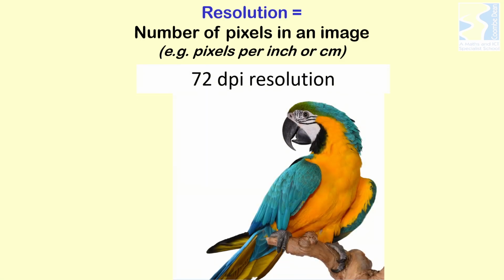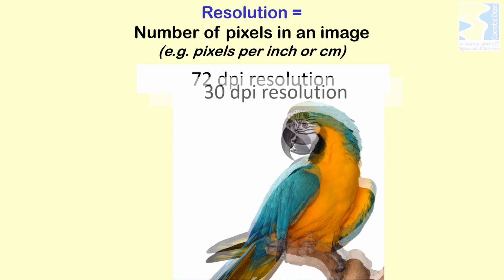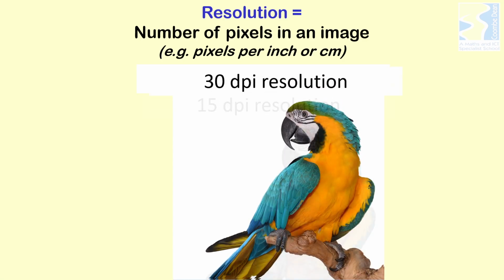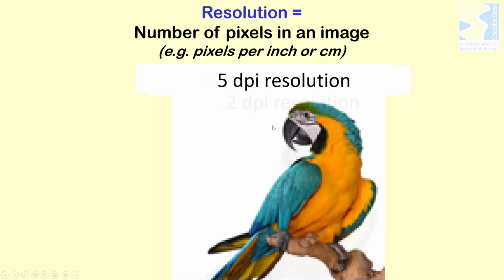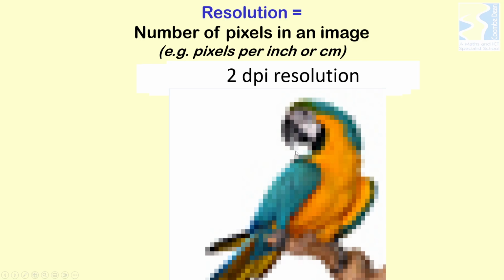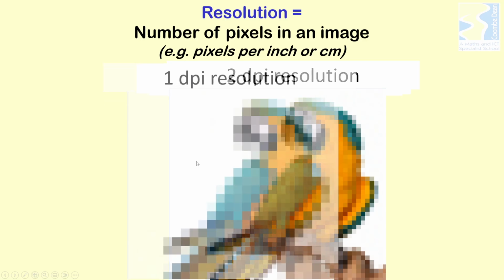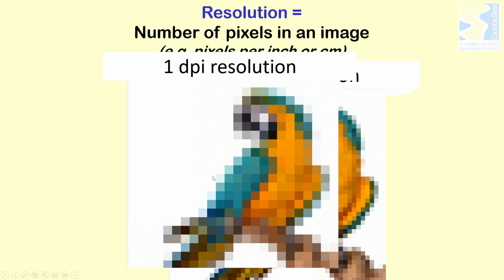And again here you can see high quality, 72 dpi, 72 pixels per inch. And as we reduce that, the photo starts to look worse and worse and worse because the pixels are getting larger, there are fewer of them. So the quality appears to be worse, but the file size would also get smaller in this case.